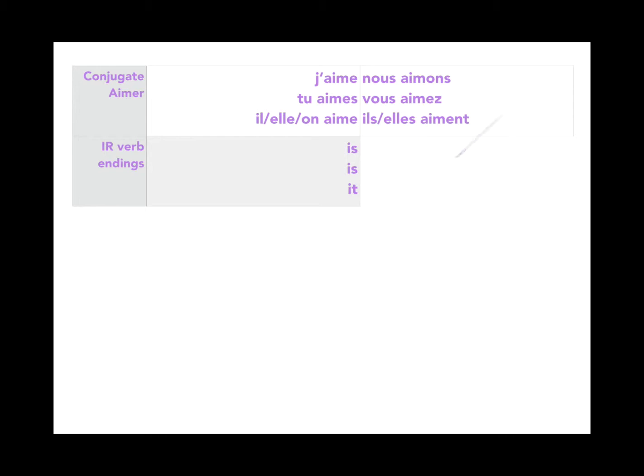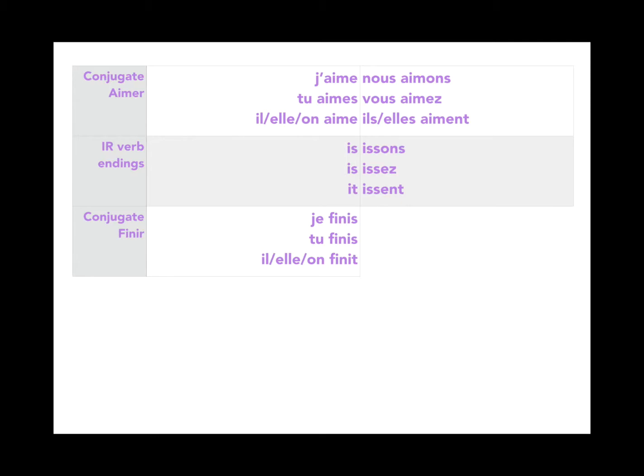Let's do our IR verb endings. IS, IS, IT, ISSONS, ISSEZ, ISSENT. Okay, so let's conjugate one of our regular IR verbs, finir. Je finis, tu finis, il, elle, on finit, nous finissons, vous finissez, ils, elles finissent.